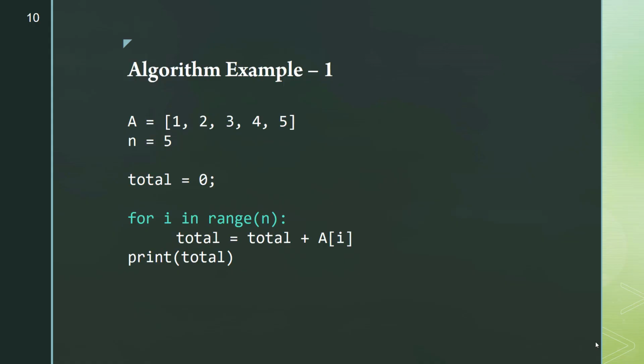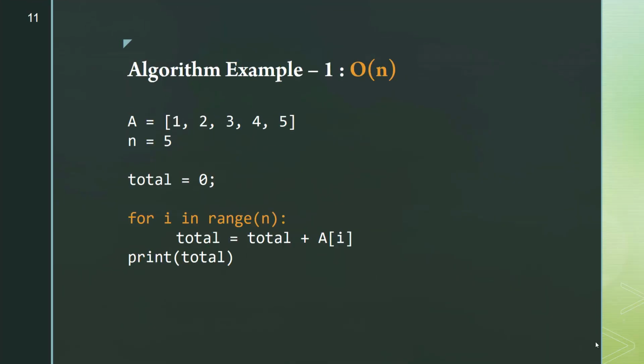Now, what if we change the size of a? Currently it's 5. Let's double it and make it 10. How does the time of this algorithm change? Well, it doubles. If it took X amount of time to process 5 data items, it'll take 2X amount of time to process double that, or 10 items. Therefore, there's a direct relationship between the size of the input and the time that it takes. And this relationship is linear. Therefore, it's big O of n.